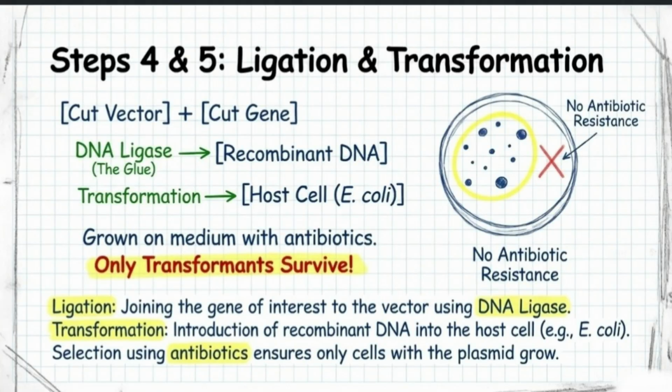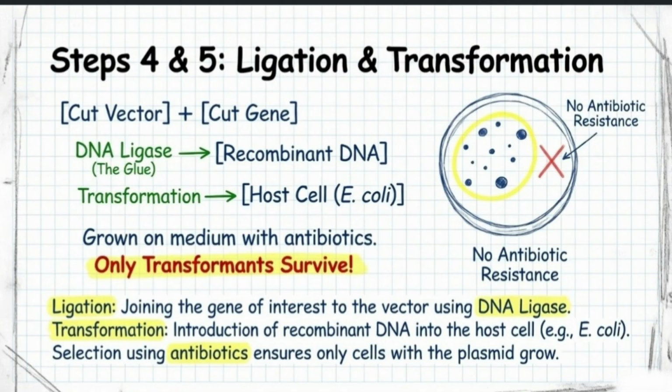Next topic: Steps 4 and 5: Ligation and Transformation. Steps 4 and 5 in recombinant DNA technology are ligation and transformation. First, we take the cut vector and the cut gene of interest. Now, we add DNA ligase, also known as the molecular glue. DNA ligase joins the cut gene with the cut vector. This forms recombinant DNA. Next step is transformation.